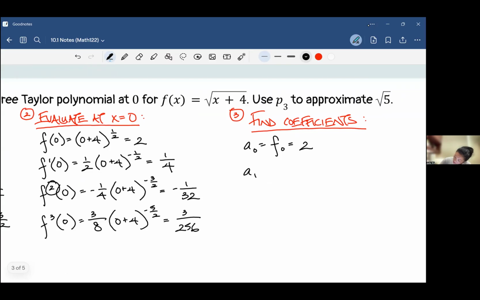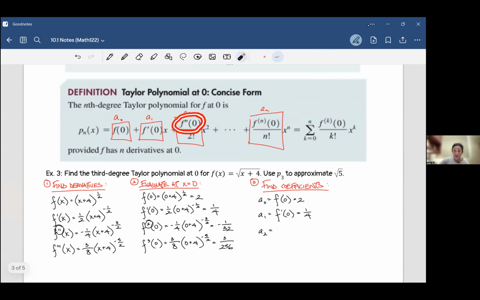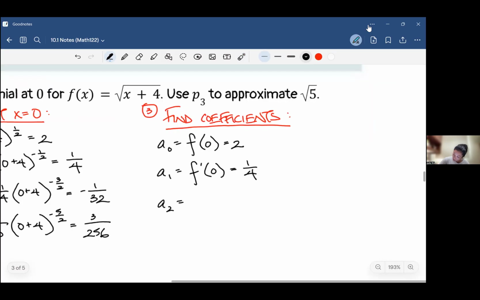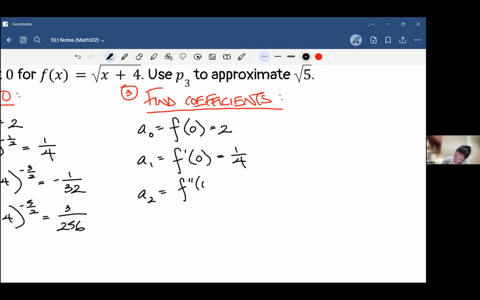Okay, so A0 equals F of 0, and so that's going to equal 2 for this question. Now we know that A1 is equal to, I didn't mean to write the 0 that way, I'm so sorry, our F prime of 0, which is 1/4. Okay, now to find the A2, let's look at our formula. A2 is going to be F double prime of 0 divided by 2 factorial. Okay, so F double prime of 0 over 2 factorial. This is the same thing as saying f double prime of 0 times 1 over 2 factorial.